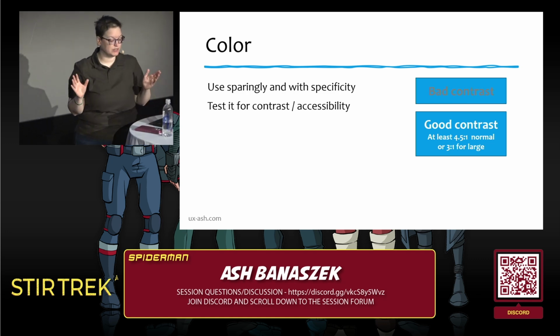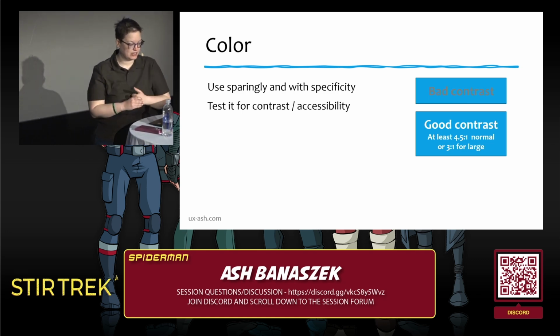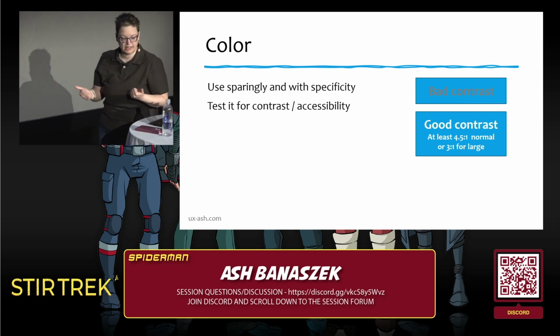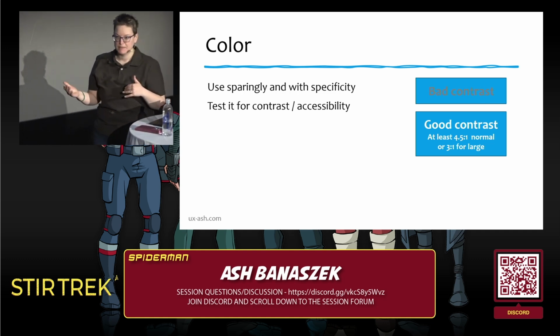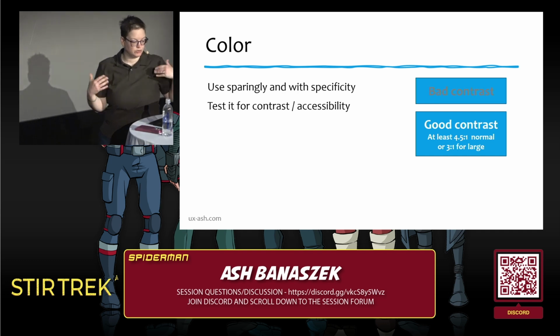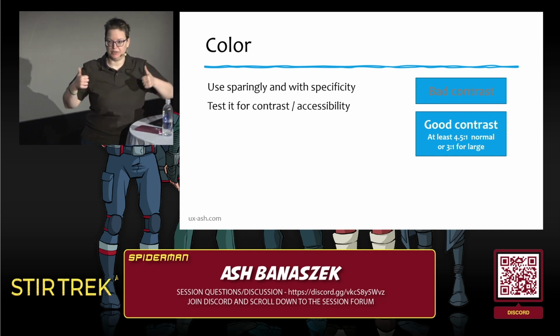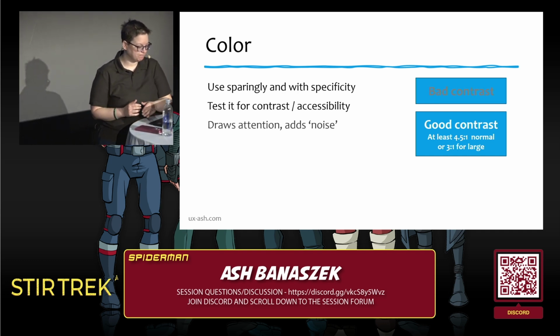There are a ton of different tools out there to test your contrast. Follow WCAG guidelines, but generally for normal size text, you want to do 4.5 to 1, and for larger text, you can do 3 to 1. But you generally want to get higher than that. The higher it is, the easier it is for you to read.